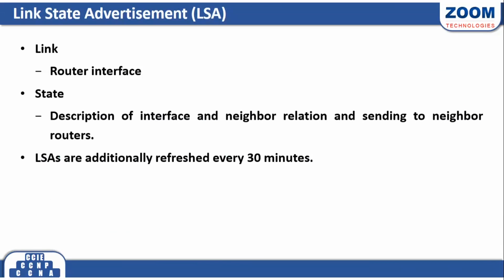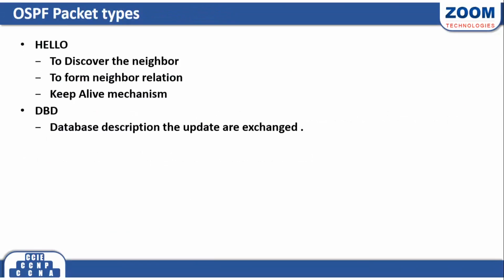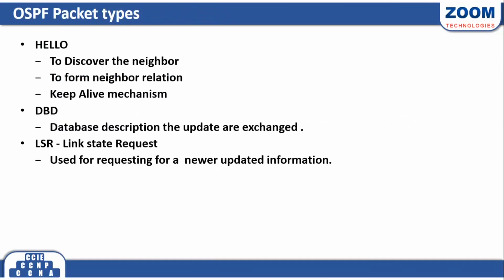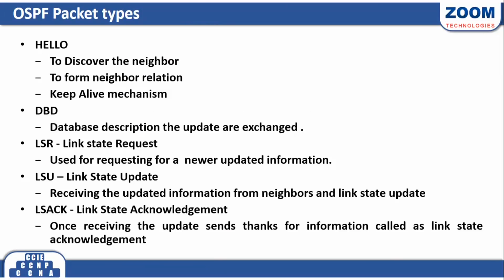LSAs are additionally refreshed for every 30 minutes. The hello packet is used to discover neighbors and to form the neighbor relationship. It is a keepalive mechanism for every 10 seconds. DBD, database description, updates are exchanged. Link state request, LSR, is used for requesting new updated information. LSU, link state update, receives the updated information from neighbors. LSACK: once receiving the update, sending thanks information called link state acknowledgement.